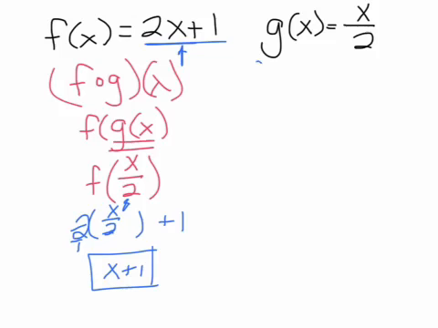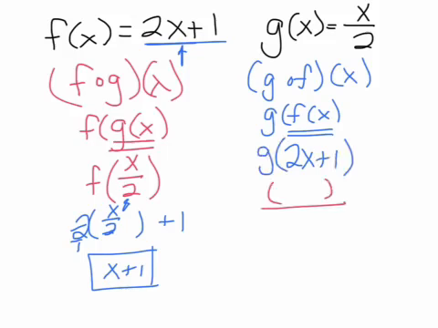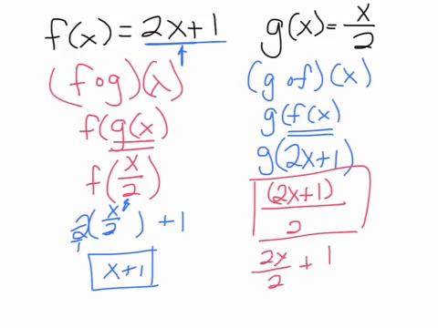Let's go the opposite direction. g of f of x. So I'm looking for g of f of x. I'm going to start in the middle, so I get 2x plus 1. Then I'm going to rewrite g, x over 2, and I get (2x plus 1) over 2. This is my final answer, or you can split them up, and that would give you x plus 1/2. I would accept either answer.